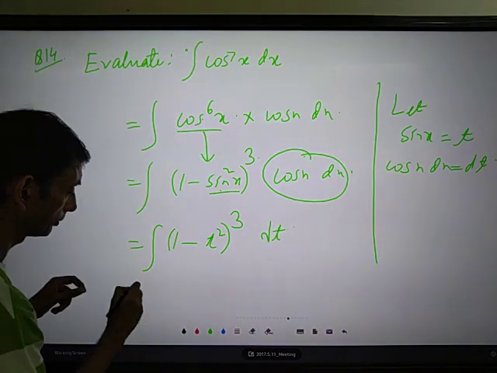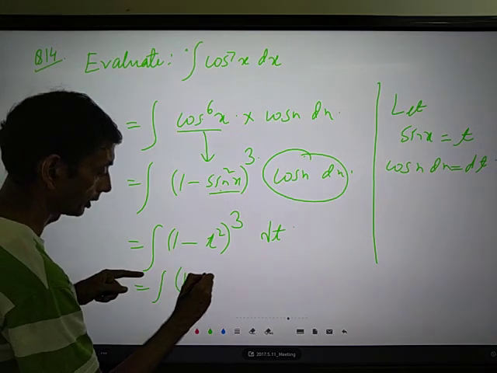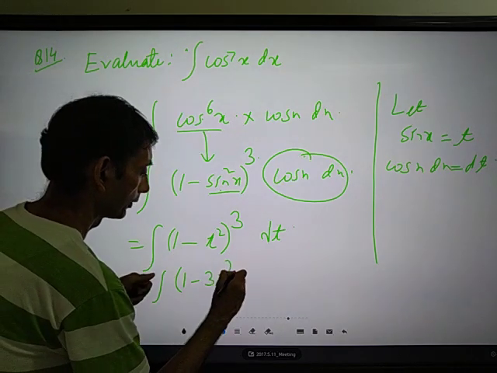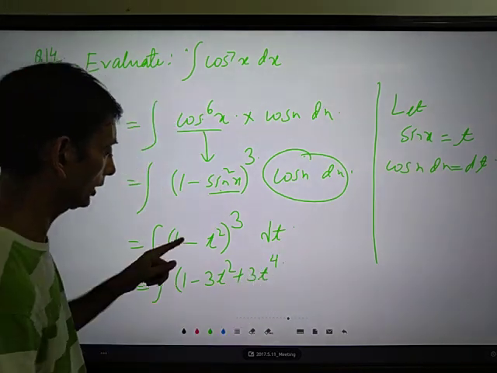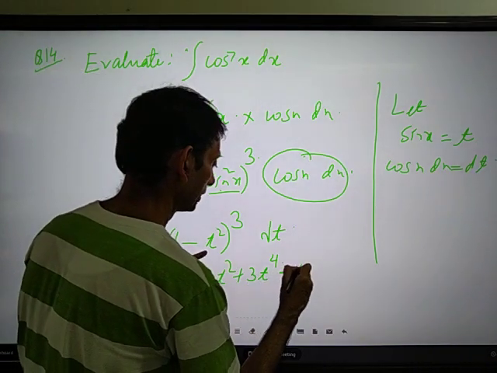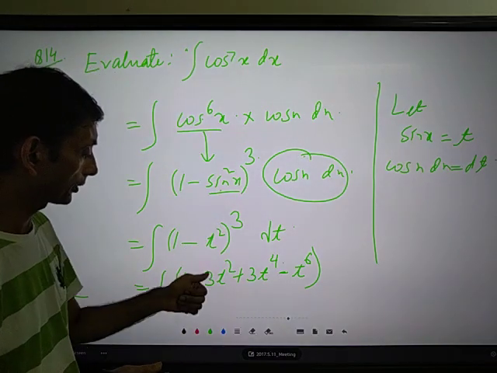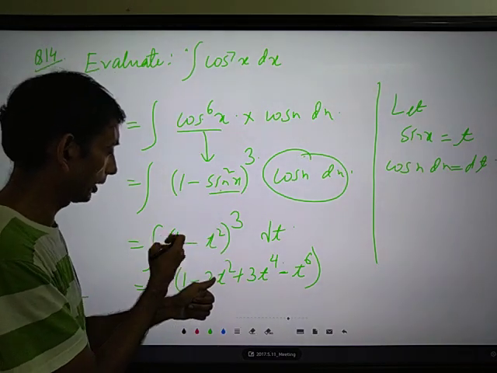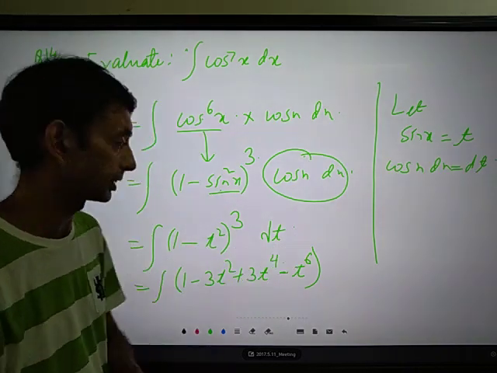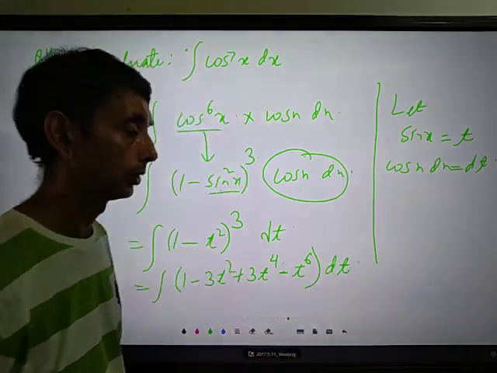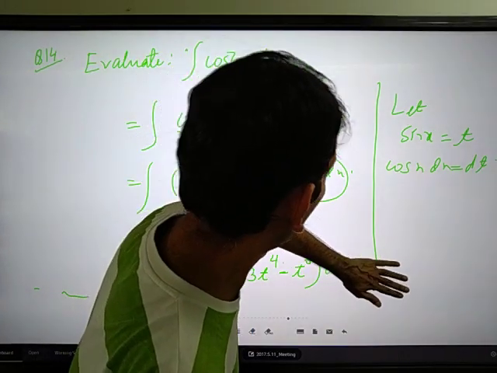We'll expand now. By the a minus b whole cube formula, it's 1 minus 3t squared plus 3t to the power 4, and minus t to the power 6 because it's b cube. This is 1, 3 times 1 squared into b, plus 3 times 1 into b squared, t to the power 4, minus t to the power 6, dt. We'll just integrate this now and substitute the value of t.